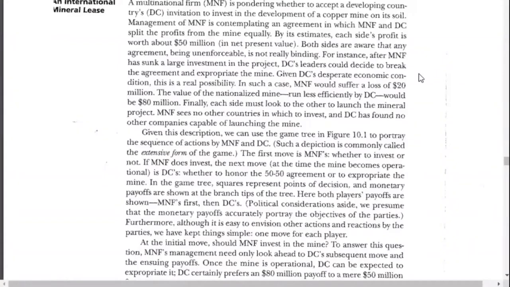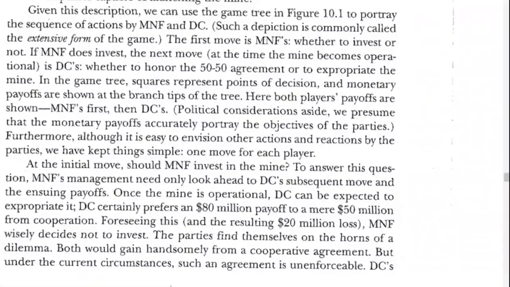Finally, each side must look to the other to launch the mineral project. The multinational sees no other countries in which to invest, and the developing country has found no other companies capable of launching the mine. Given this description, we can use the game tree in Figure 10.1 to portray the sequence of actions by the multinational and the developing country. Such a depiction is commonly called the extensive form of the game.